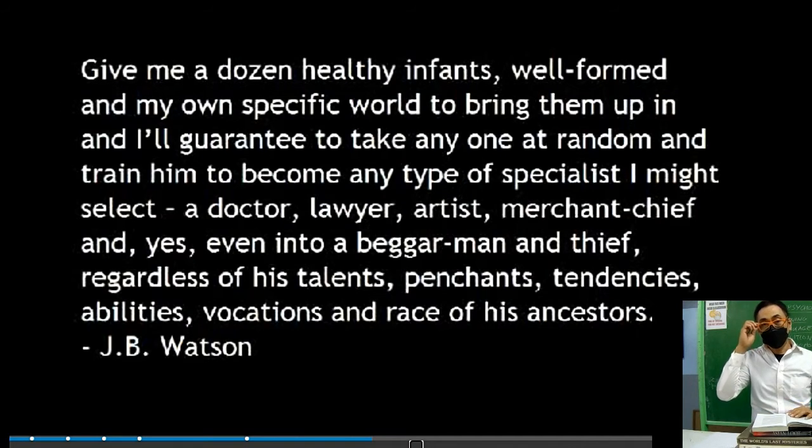Give me a dozen healthy infants, well informed, in my own specific world to bring them up, and I'll guarantee to take anyone at random and train him to become any type of specialist I might select: a doctor, lawyer, artist, merchant, and yes, even a beggar man, a thief, regardless of his talents, penchants, tendencies, abilities, vocations, and race of his ancestors. J.B. Watson.